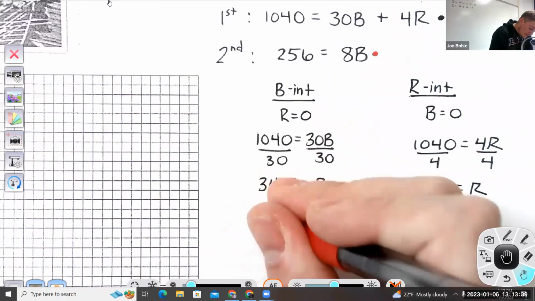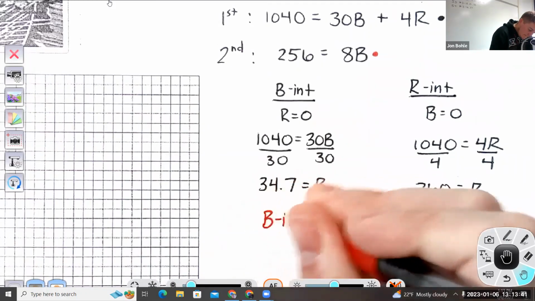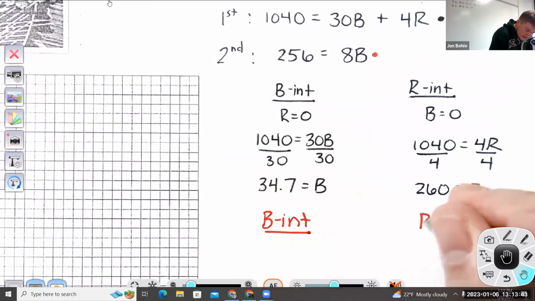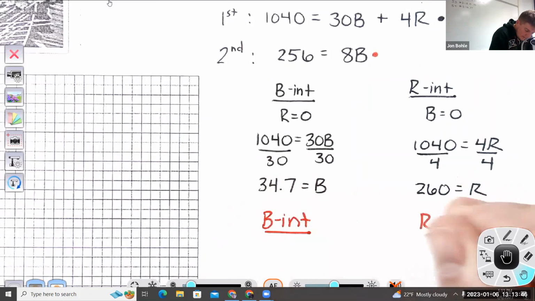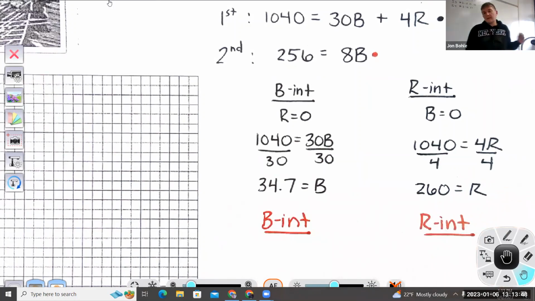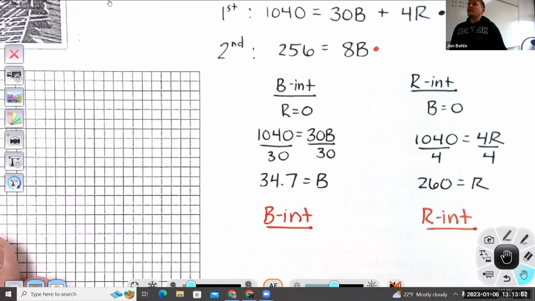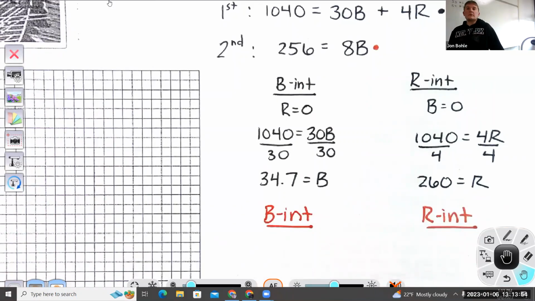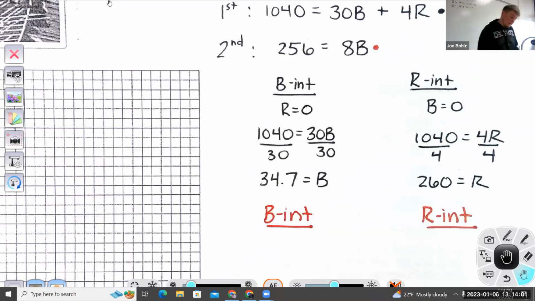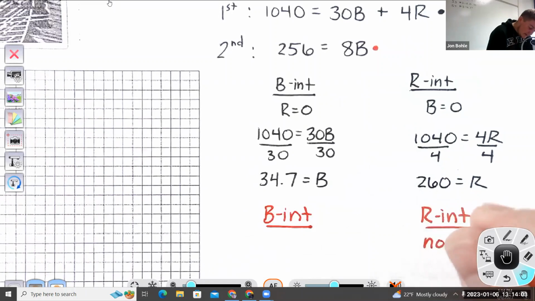Now I'm going to find the b-intercept and the r-intercept of what I'm going to call the red equation. I actually think the r-intercept is going to be easiest because there's no r variable. There's no r-intercept. There is none.